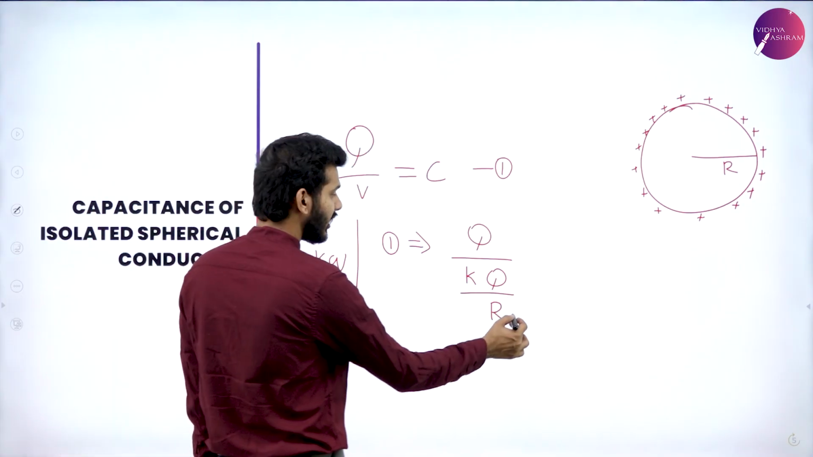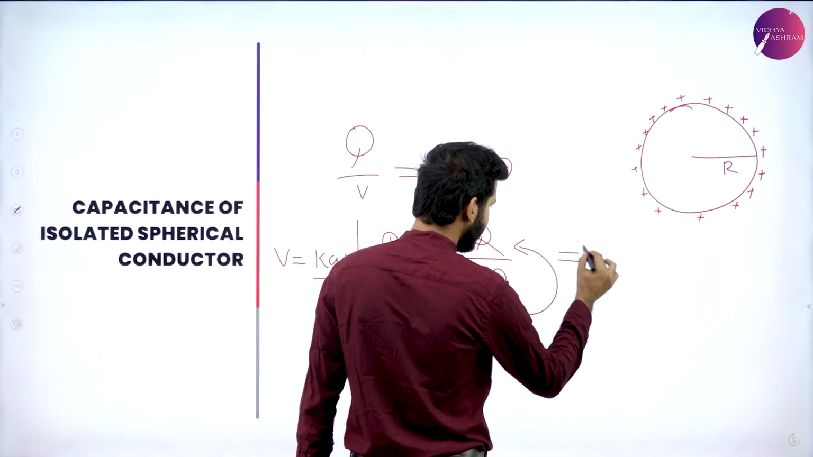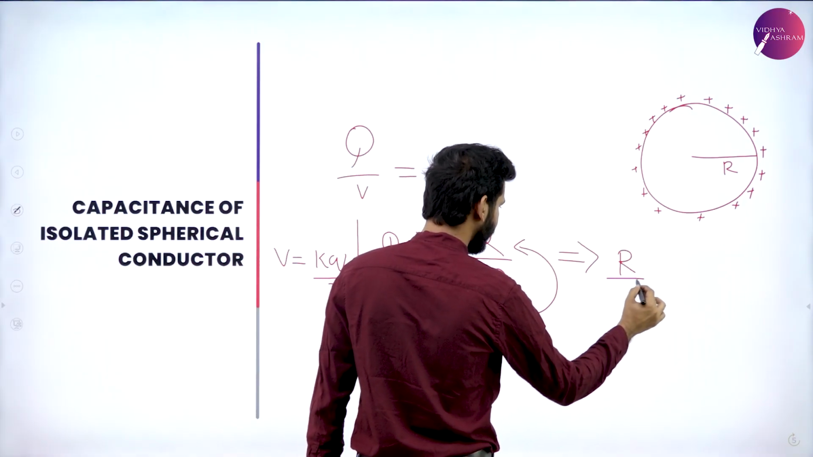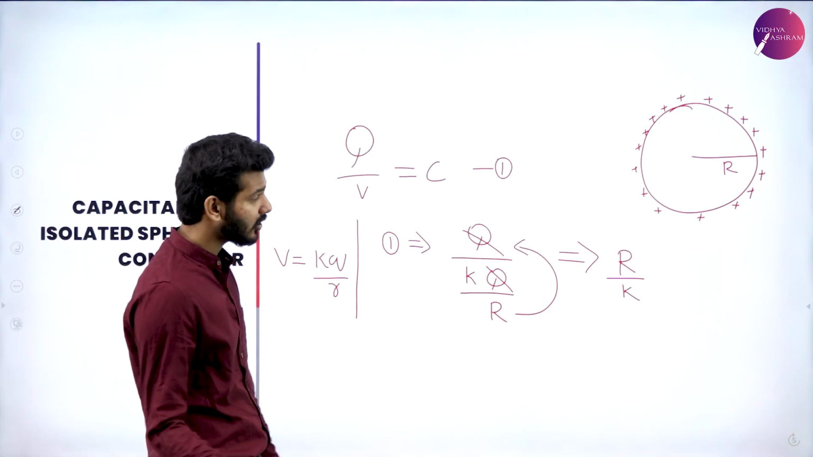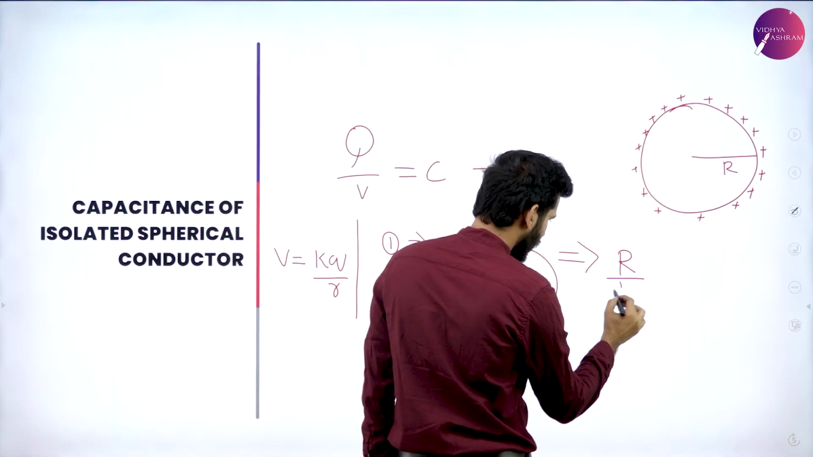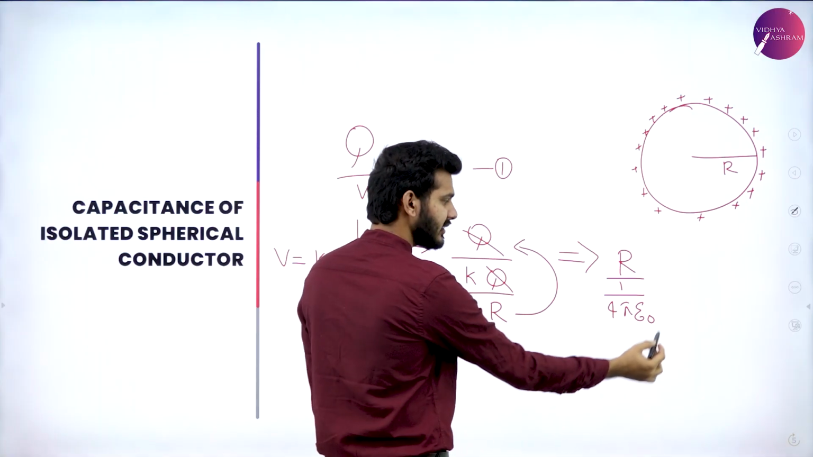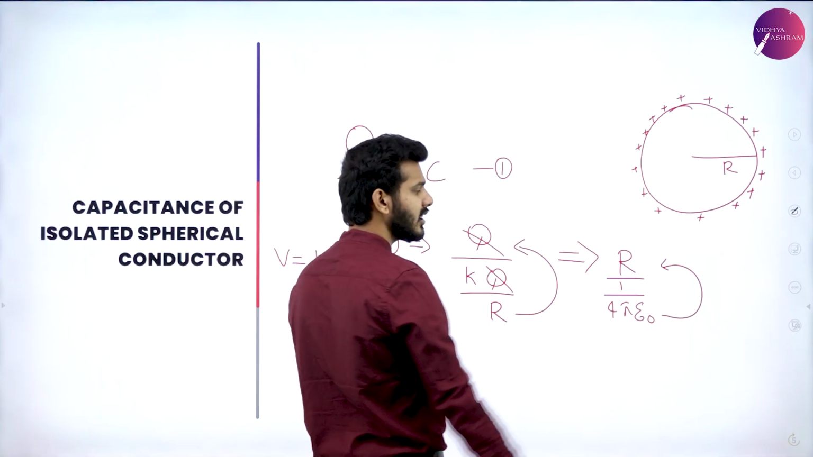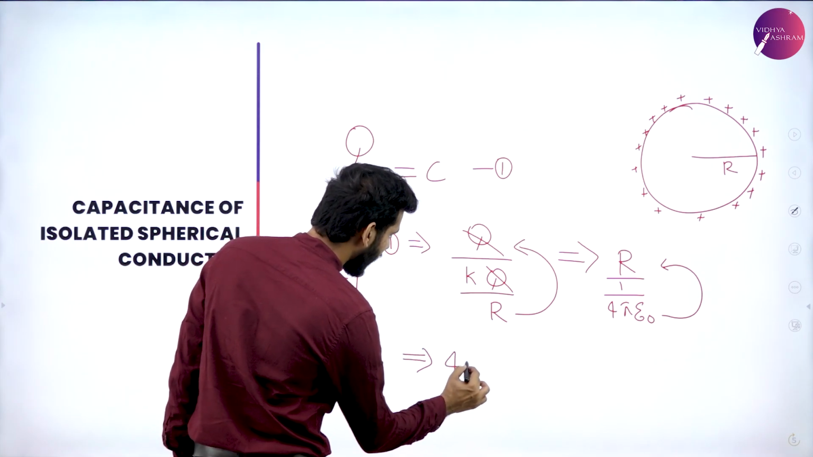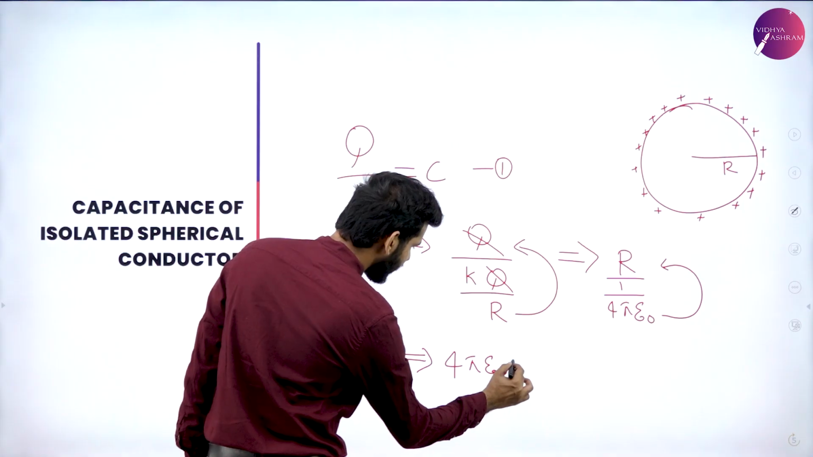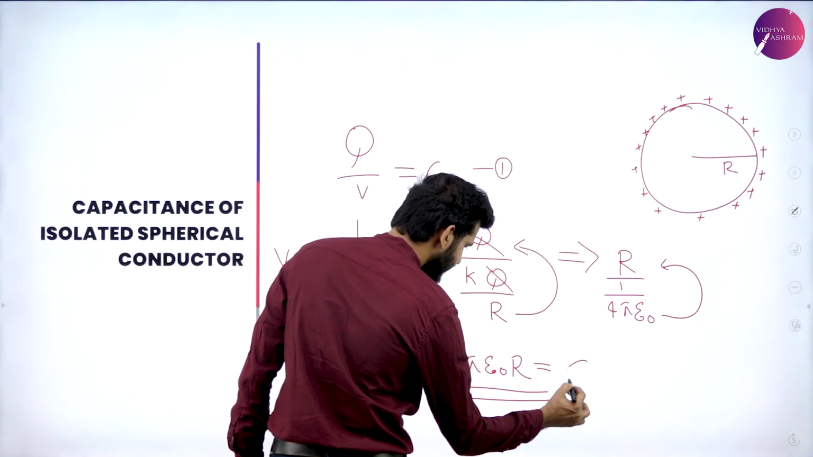So what will we get? R will go to the numerator, Q and Q will cancel each other out, which implies we get R divided by K, and K is nothing but 1 by 4 pi epsilon naught. So we can write that as R divided by 1 by 4 pi epsilon naught, meaning this 4 pi epsilon naught will go to the numerator. So we can write it as 4 pi epsilon naught R is equal to C.